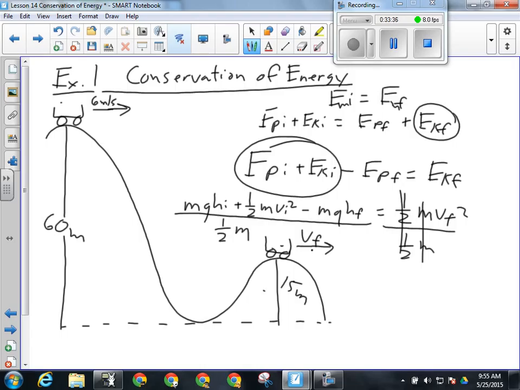Did I give it to you in the question? I did not. Do you need it? No. In this situation, you don't, because every single term in this problem is being multiplied by m. M can be any number I want, because it'll cancel off.